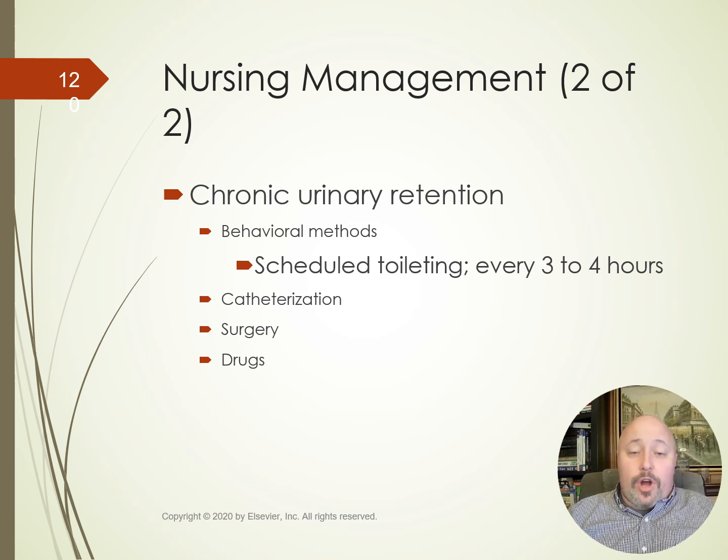In the case of chronic urinary retention, we're going to look at behavioral methods first, such as scheduled toileting every 3 to 4 hours, before moving on to things like catheterization, surgery, or drugs.